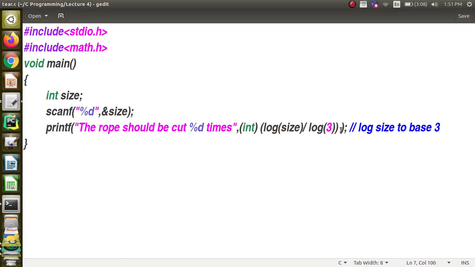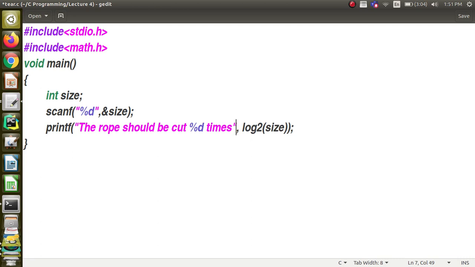So for the time being, let me remove this. I want to find out log to the base 2, so I am going to ask log2, and it will return a double. The format string for double is %lf, right? So this problem only looks very big, but the solution is very simple. This is the C code which can solve the problem.